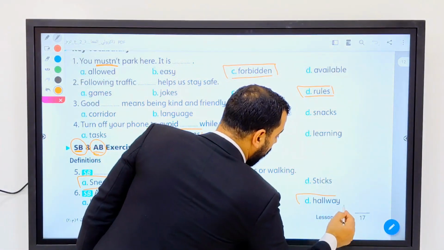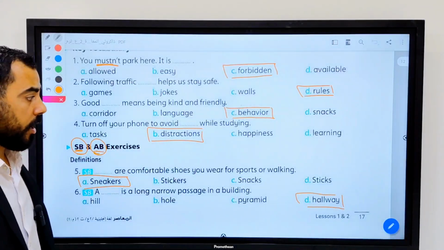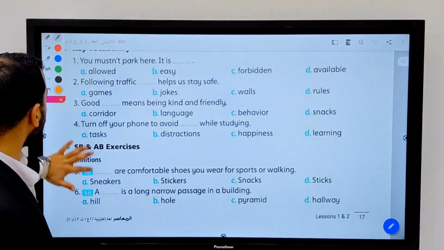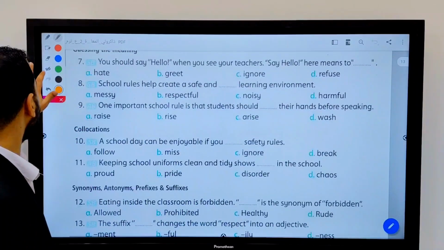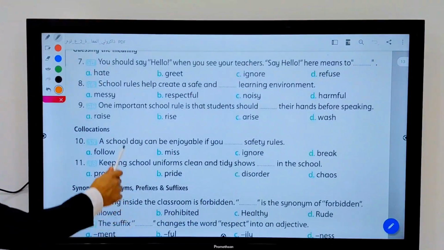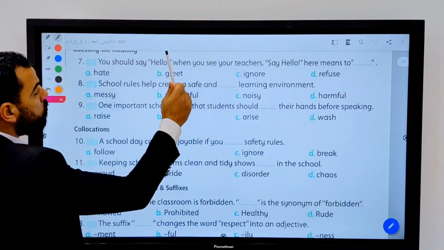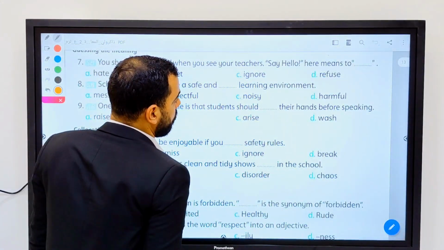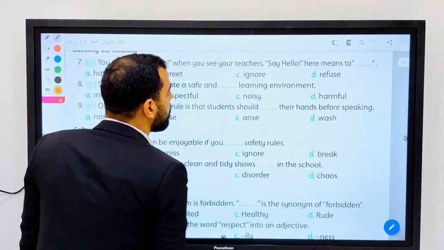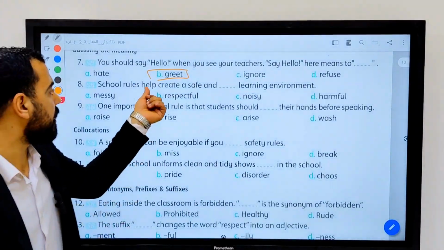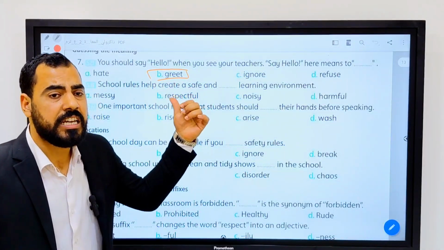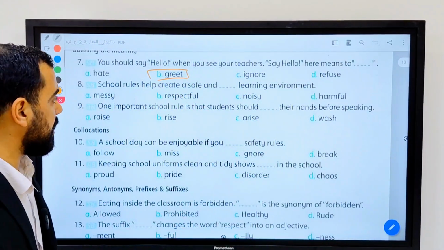So you can say hallway or corridor. Okay, yes. Let's move to the next page. Okay, get the meaning. You should say hello when you see your teacher. Say hello here means to greet. So be careful of the spelling. Greet, G-R-E-E-T, not great, G-R-E-A-T.